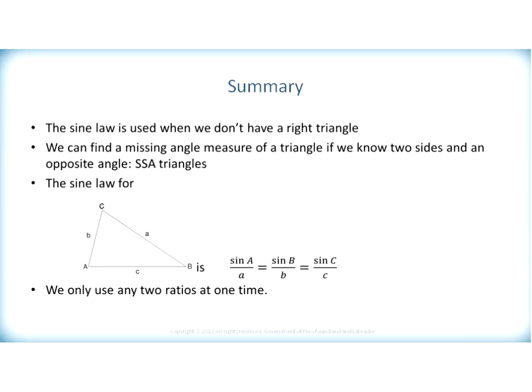So to summarize again, the sine law is used when we don't have a right triangle, and we can find a missing angle measure this time if we know two sides and an opposite angle. We knew two sides and we knew one of the opposite angles in this particular triangle that we just looked at in our example. The sine law for triangle ABC, when we're looking for a missing angle, is sine A over a equals sine B over b, which is equal to sine C over c. And once again, we only need to work with two ratios at a time. We don't need to work with all three. We just need to work with any two parts of our sine law.